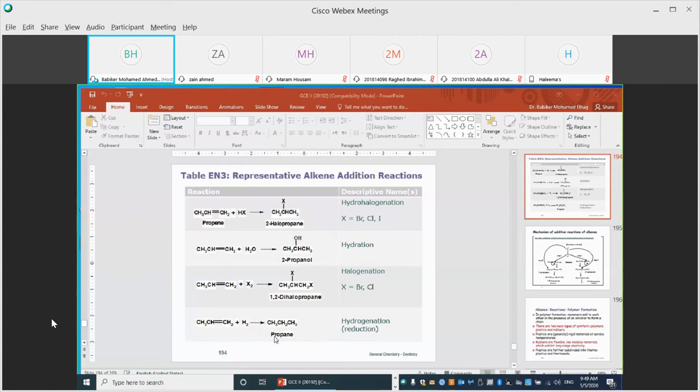This reaction, of course, takes place only in the presence of platinum, not like this. You have to add platinum as a catalyst to lower the activation energy of the reaction. Please, if you haven't added it yet, add it now. This reaction takes place in the presence of platinum.